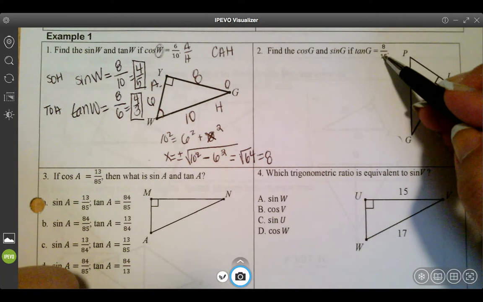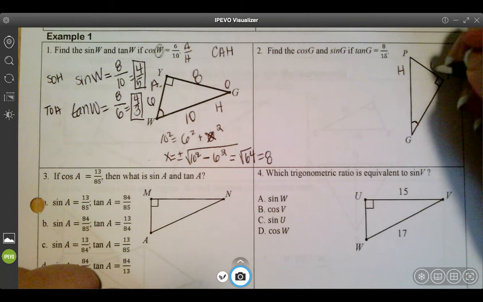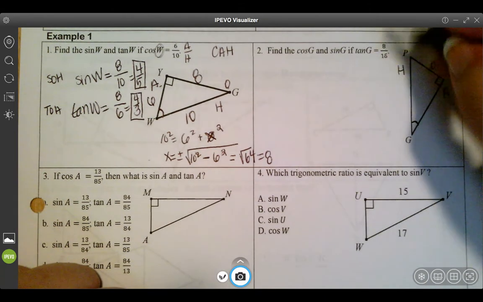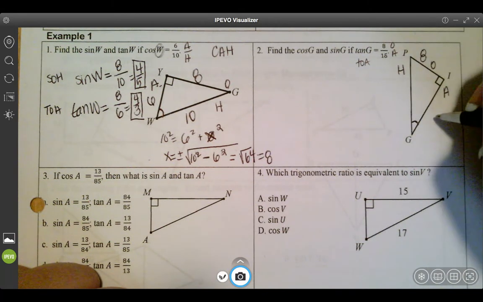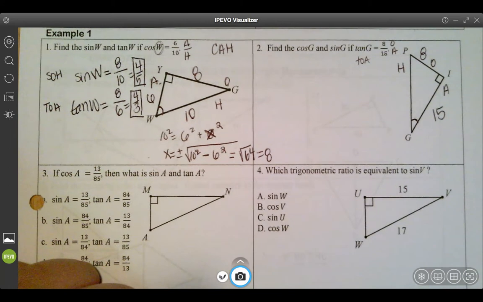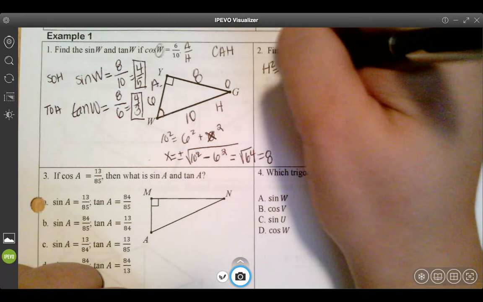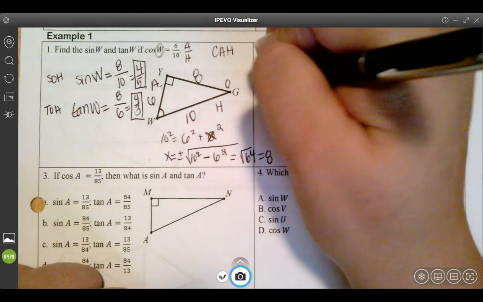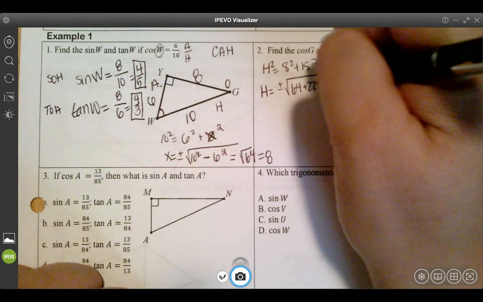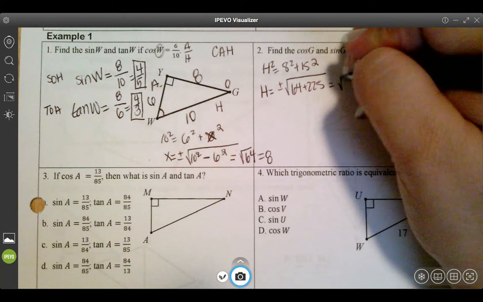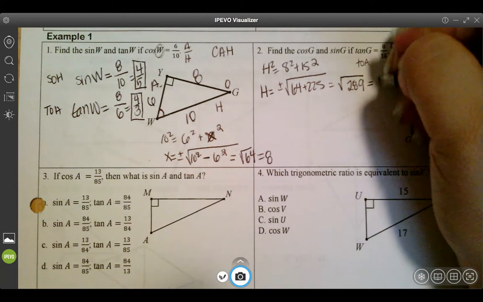Again, we're given one function. We want to find the other two for reference angle G. There's hypotenuse, opposite, adjacent, tangent, TOA, opposite and adjacent. Opposite is 8, adjacent is 15. In order to find the hypotenuse, we'll use Pythagorean theorem. H squared equals 8 squared plus 15 squared. H equals plus or minus the square root of 64 plus 225, giving us the square root of 289, which is 17.